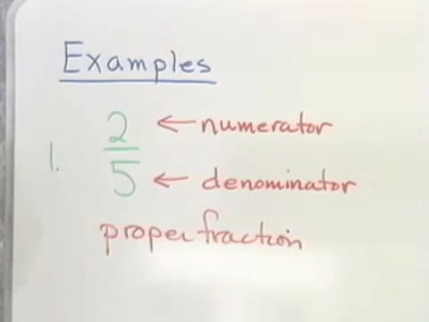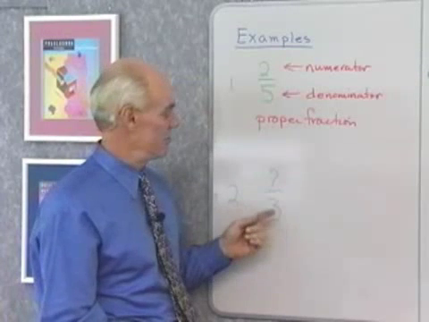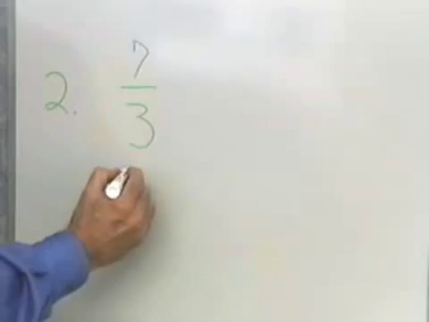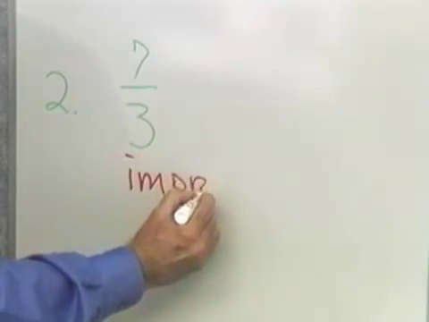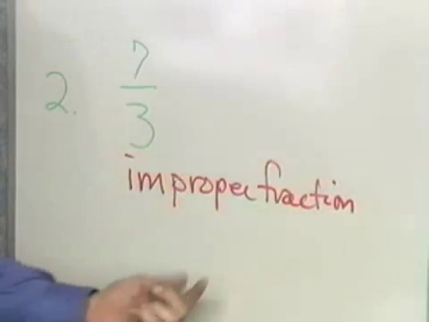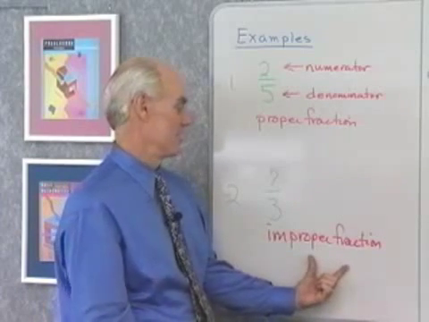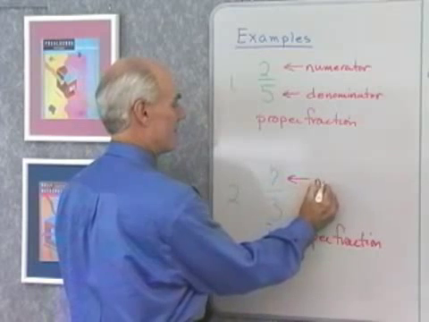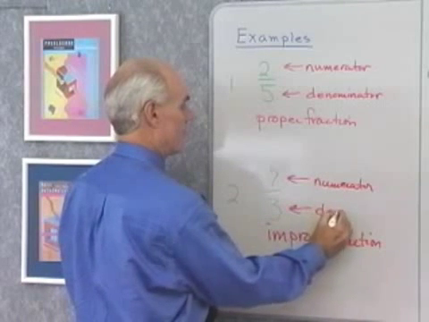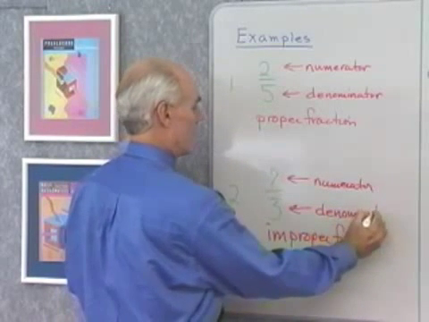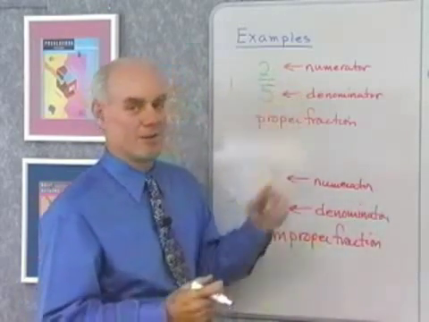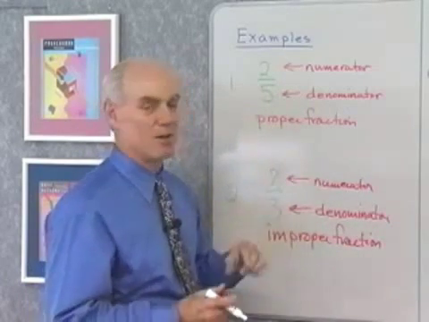Now next I have problem number 2 here, the fraction 7/3. As you can see, the numerator 7 is larger than the denominator 3, so this is an example of an improper fraction. So it's improper. That doesn't mean that there's something wrong with it, it's just called an improper fraction. The numerator 7 is larger than the denominator 3. And again, 7 and 3 are called terms of the fraction, as are 2 and 5 in the first example. So here's a proper fraction, here's an improper fraction.